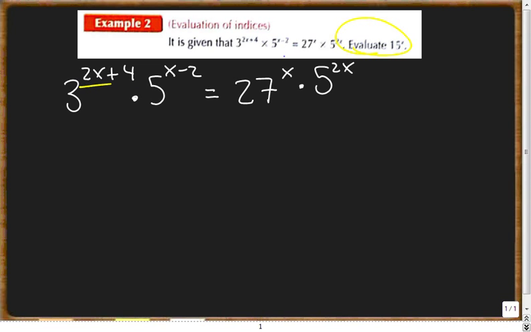Well, we add exponents when we multiply like bases, so we can consider this 3 to the 2x times 3 to the 4th. These two are the same thing. Likewise, we can call 5 to the x times 5 to the negative 2.